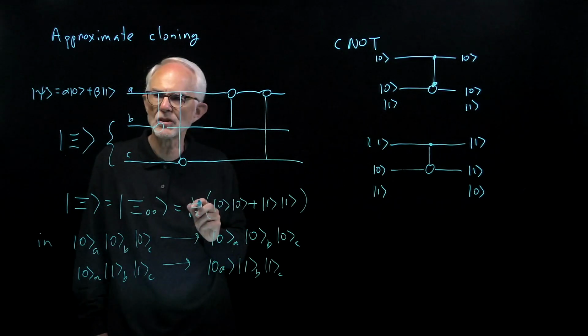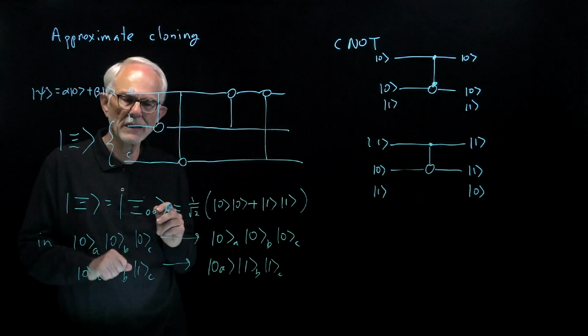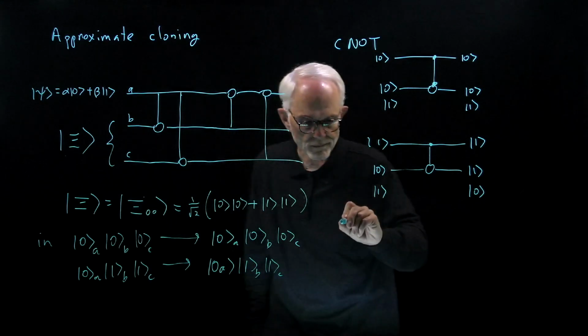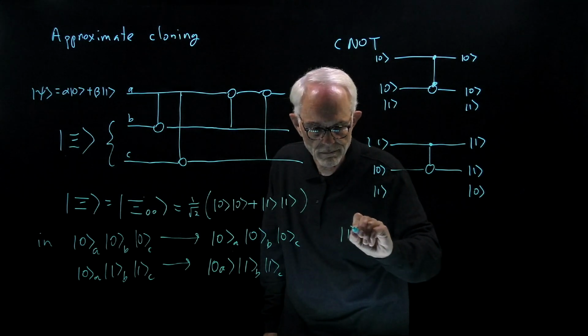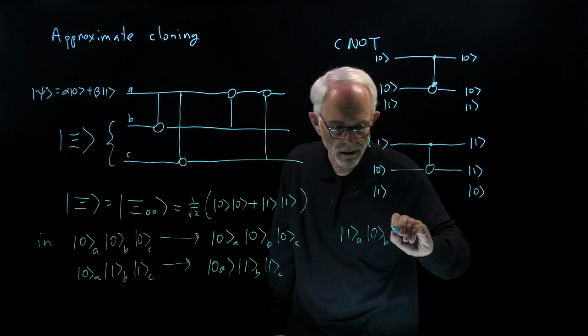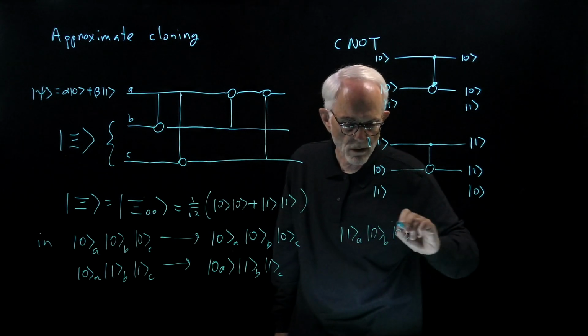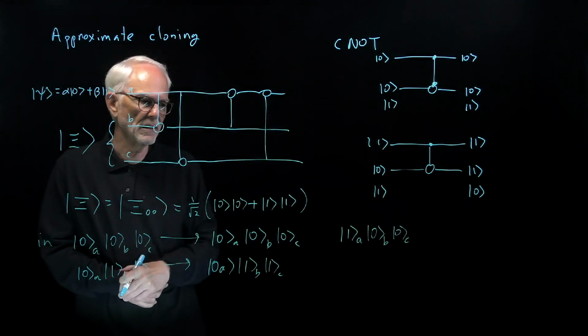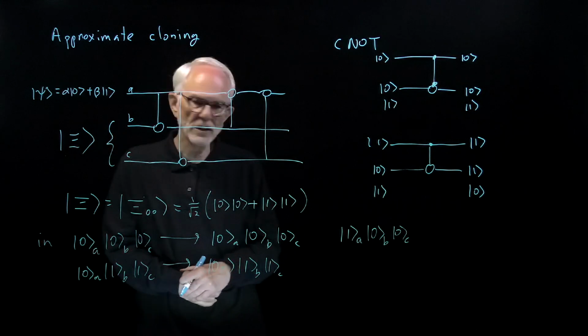Now let's see what happens if instead of the 0 in the A qubit, I have the 1 in the A qubit. And then we're going to have 0 in the B and 0 in the C. Okay, now this is a little more complicated. So let me do this one in 2 pieces.